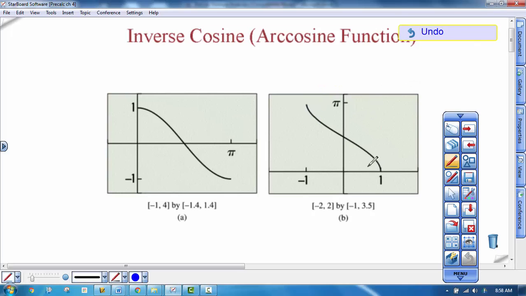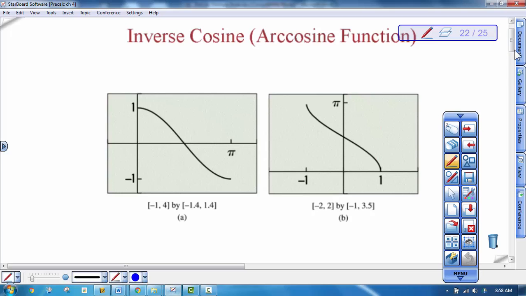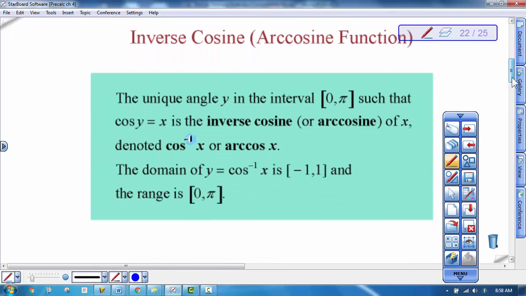So there's the cosine. Once again, I give this to you in the formula sheet. The cosine's domain is -1 to 1. The range is 0 to pi. All right. So here's what the book says. Same thing I just told you a second ago.